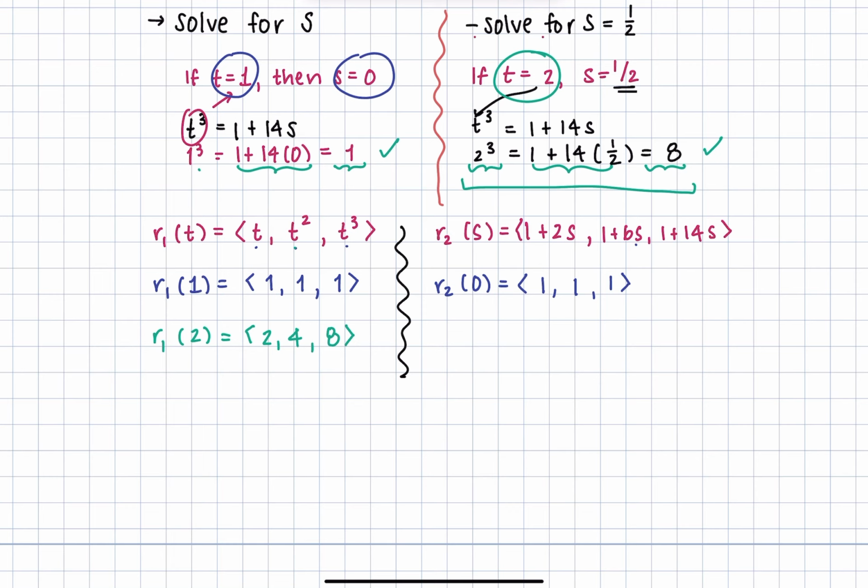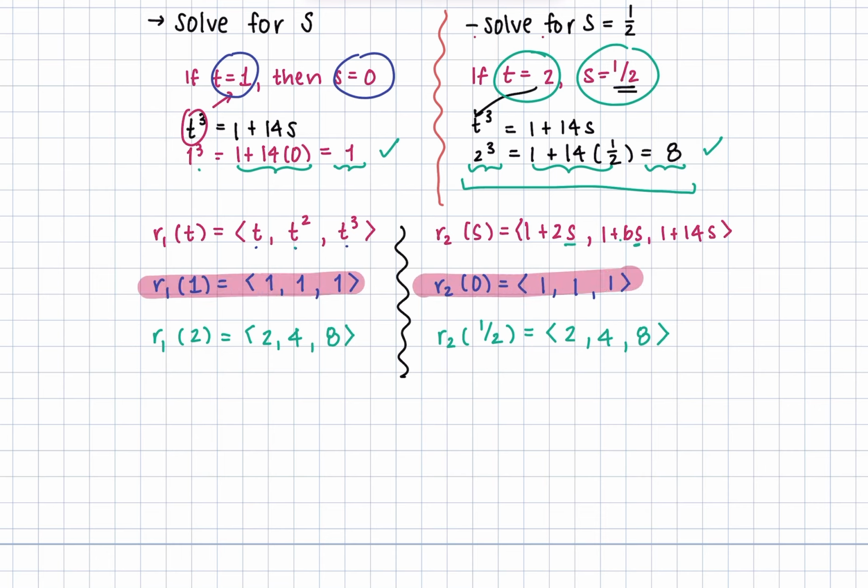Now if I go here to r2 of, in this case, 1/2. This is going to be 1 plus 2 times a half, that's 2. Then 1 plus 6 times a half is 4. And lastly, 1 plus 14 times a half is 8. So after completing our checks, we realize that both sides produce the same vectors.